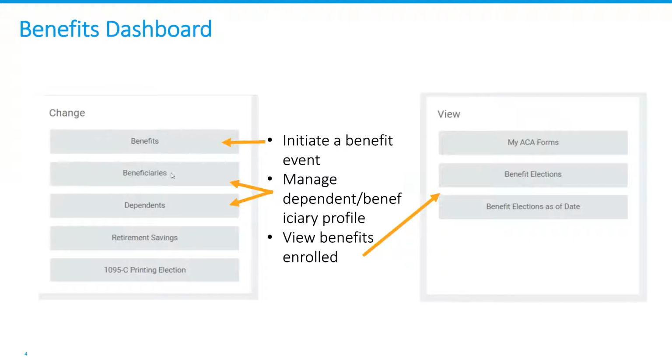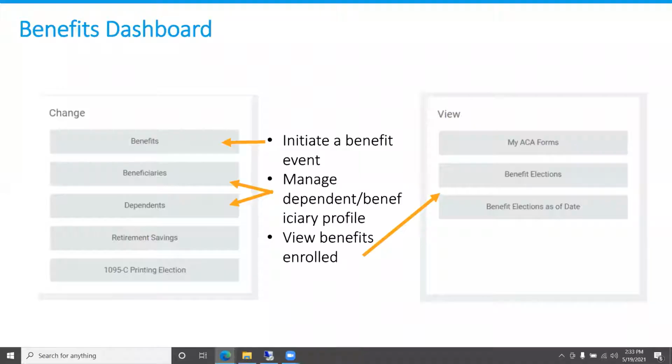The beneficiaries, dependents, retirement savings, and 1095-C printing election buttons are only to update or edit information within that subject. These are not used to change the benefit. On the right is the View section, where you may only view without editing or changing.